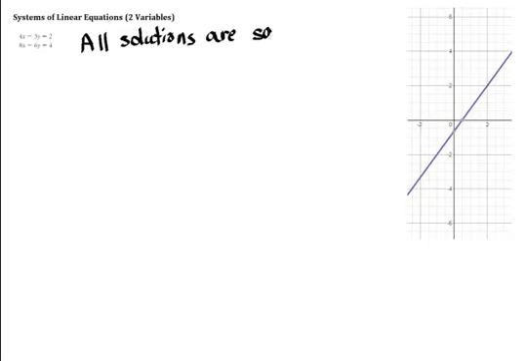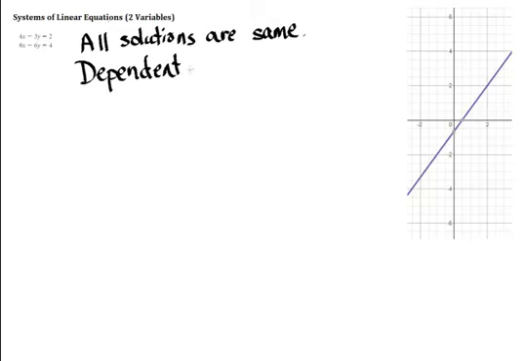So let's write down how to do this. This means that all solutions, meaning all the solutions are the same. So your XYZ is going to want you to write that these are dependent lines because they're the exact same thing.